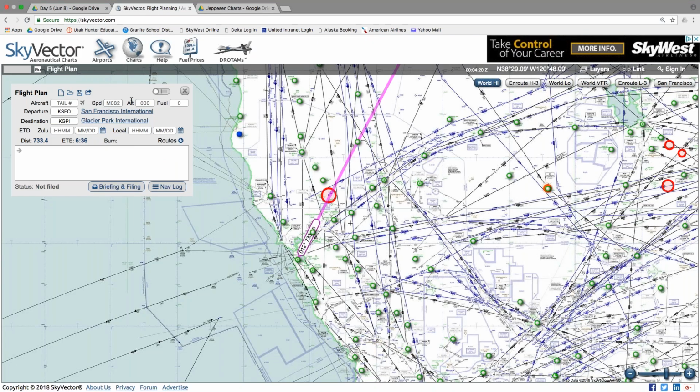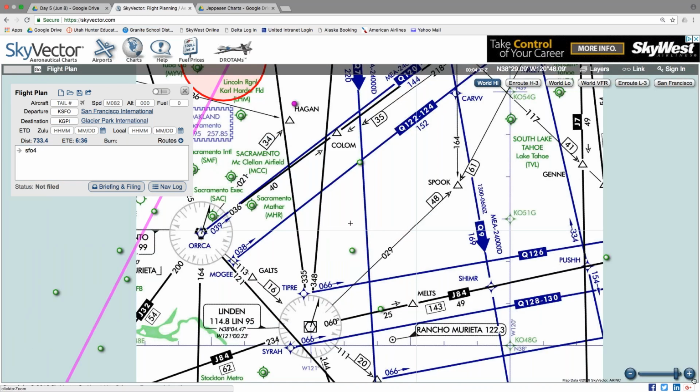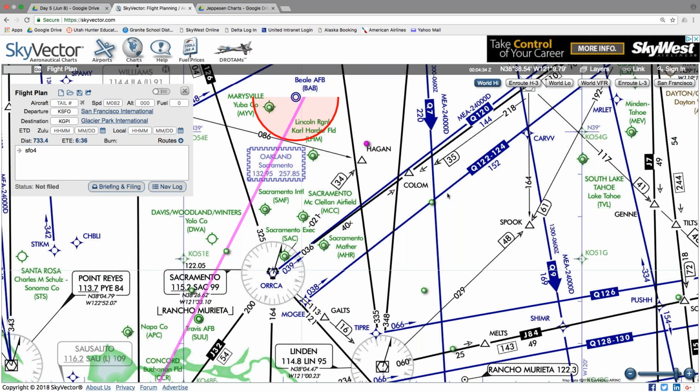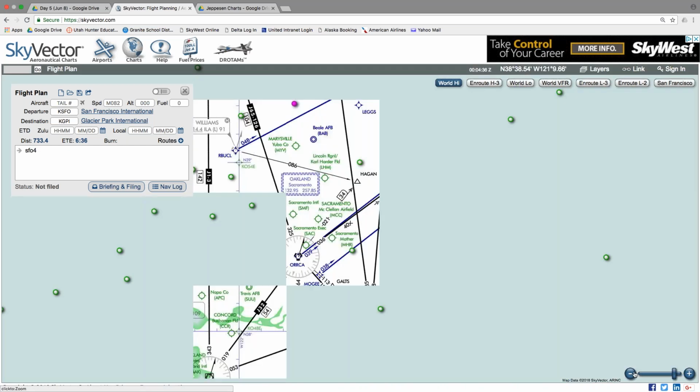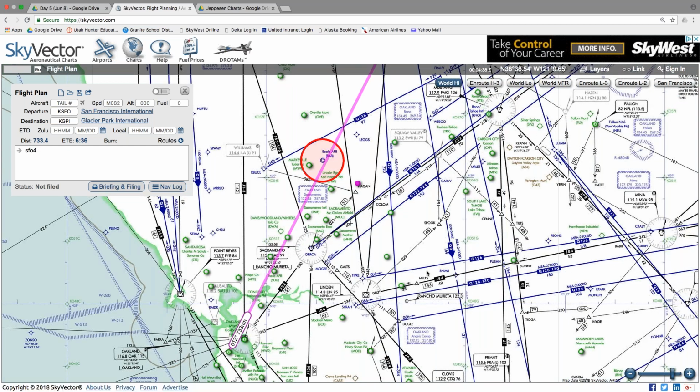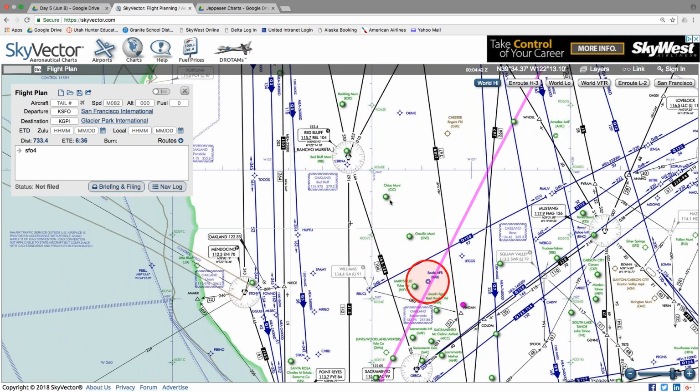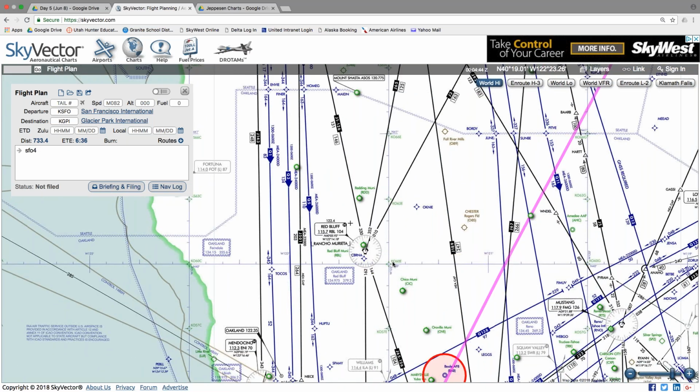So I come in here into my Skyvector, and I do SFO 4, and now I can zoom in to find out where Sacramento VOR is. So here's Sacramento VOR right here. There's Sacramento. Let's find Red Bluff. Red Bluff puts me right here.